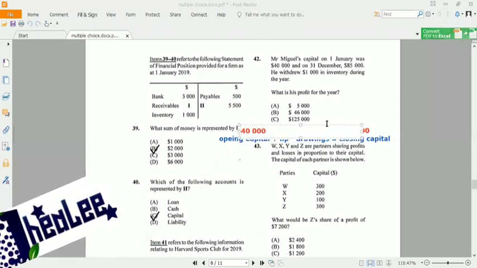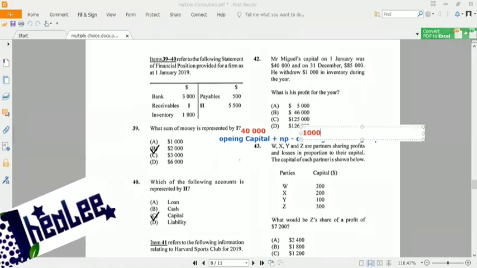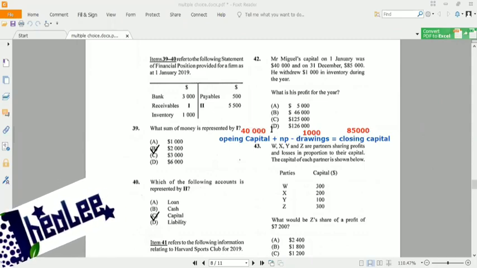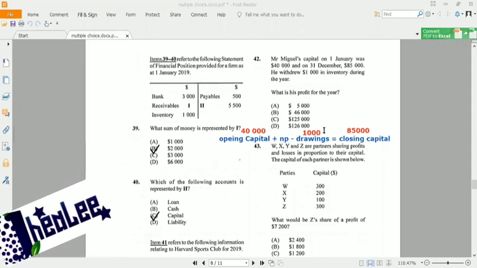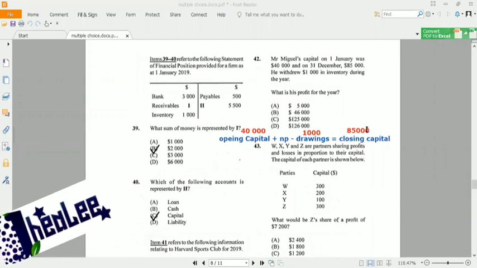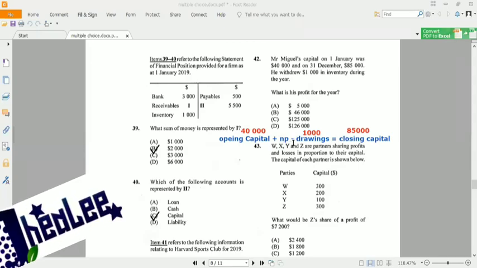That's 40,000. And we have drawings of 1,000. So we need to solve to find the unknown. So that would be 85,000. And we have a total of, not total, but 40,000 minus 1,000 gives us 39,000, right? So therefore we need to solve to find out what is the net profit.